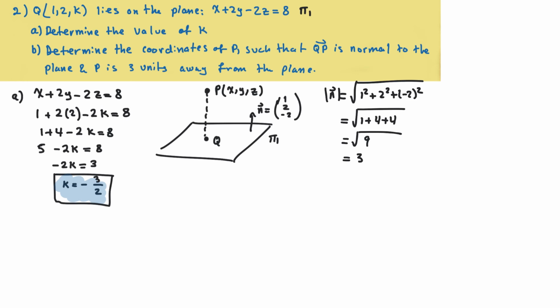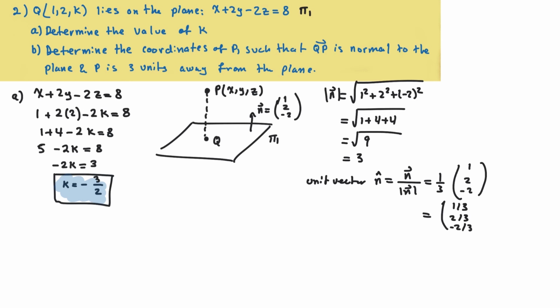Once we have this, we can find the unit vector, n. Actually, I'll write it with a hat, and that's going to equal vector n over its magnitude. That's 1 over 3 times the vector, which is 1, 2, -2. And we can rewrite this as 1 over 3, 2 over 3, and -2 over 3.